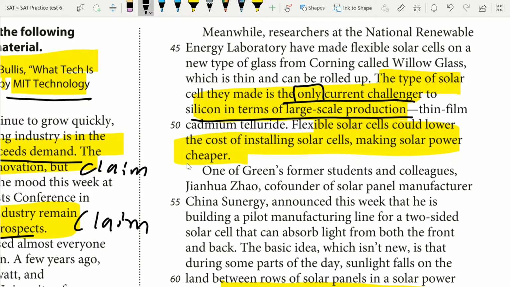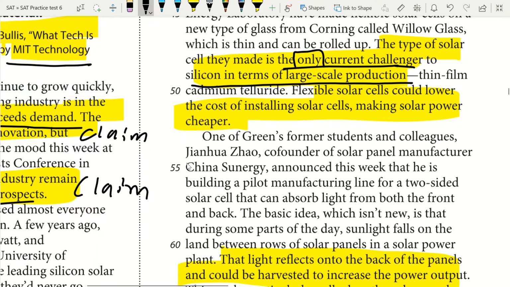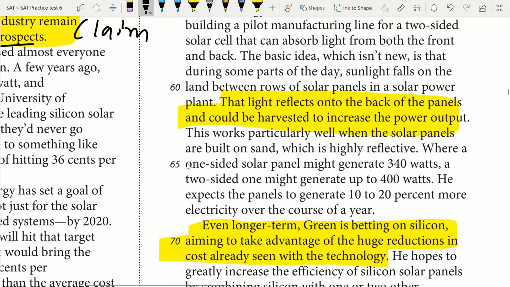Anytime I see something like the only, or only one, or best of all, or anything like that that indicates that there's only one other thing in something, or something's the best or the worst, I always want to highlight that. So that's why I highlighted that there, because it's the only current challenger. Okay, next we have flexible solar cells could lower the cost of installing solar cells. Okay, once again, providing a solution to that problem, because we're lowering the cost, thus making solar power cheaper. So that's a solution. That's why I highlighted that.